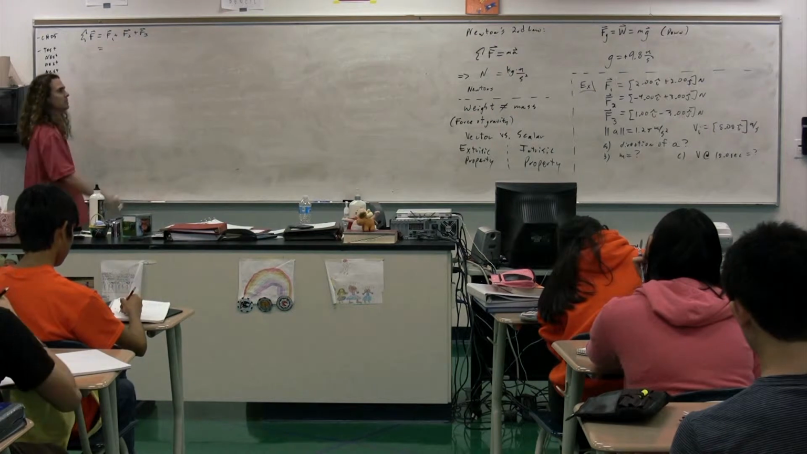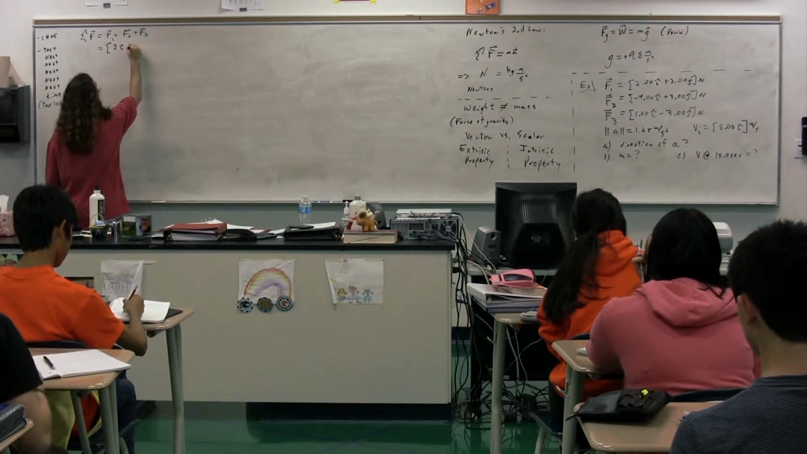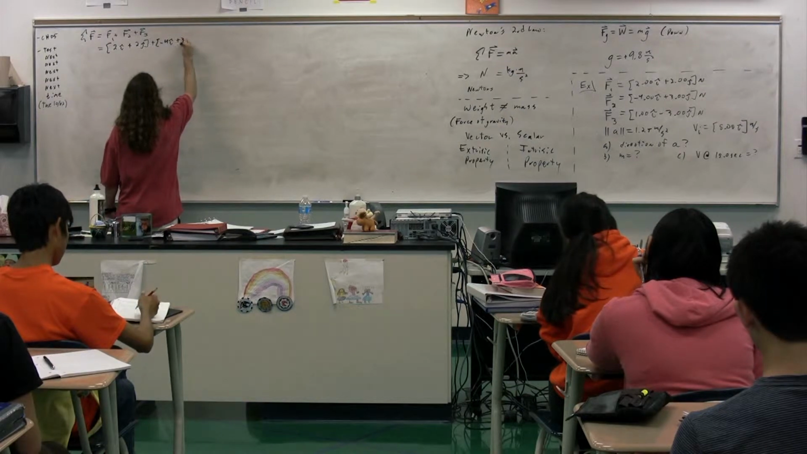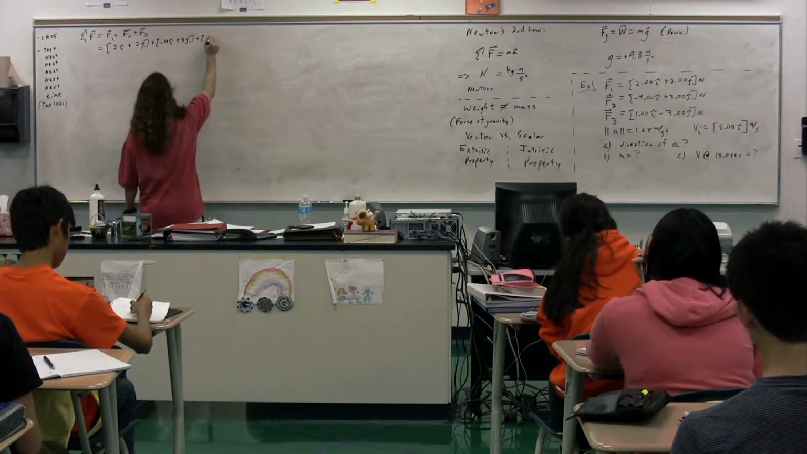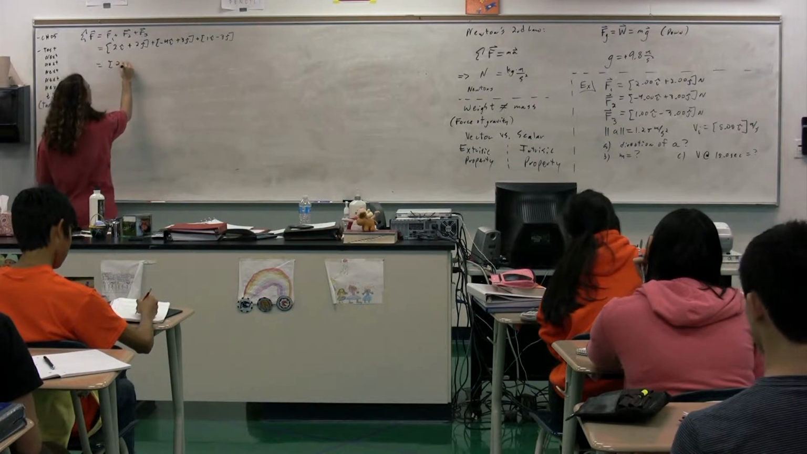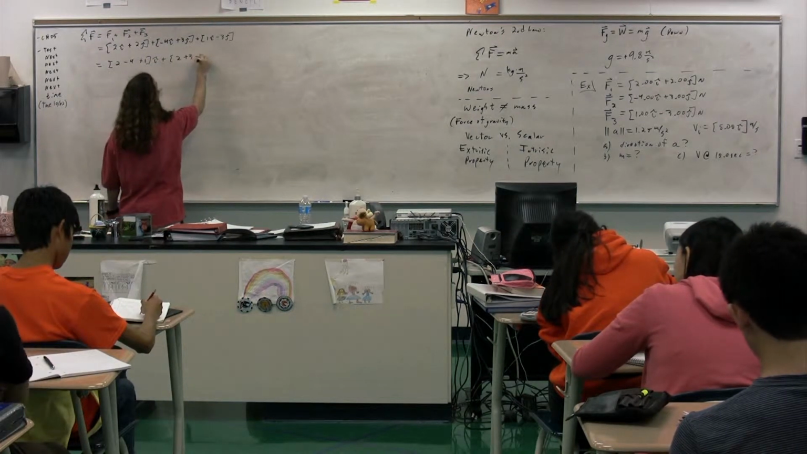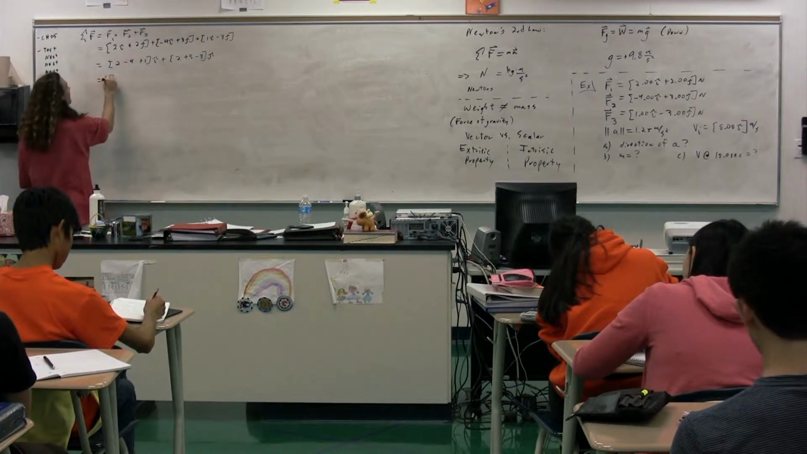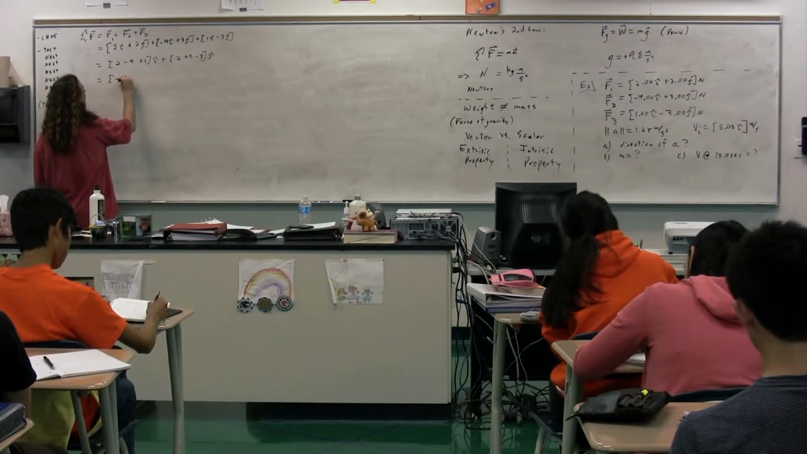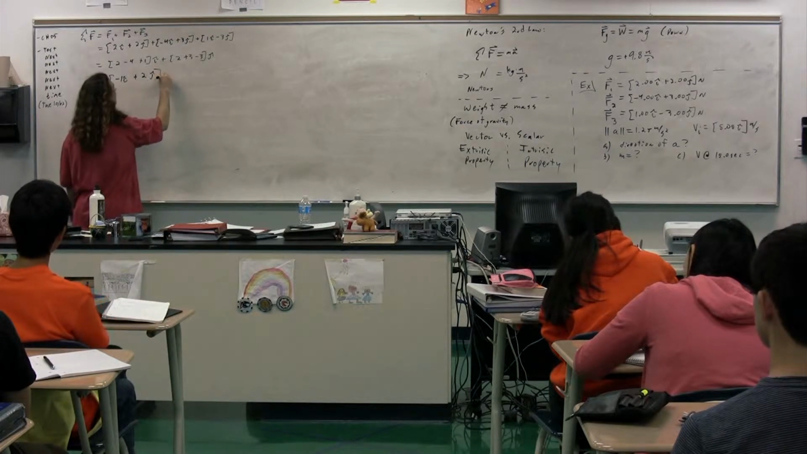Can you please read them to me, Sydney? I can't, they're far away from me. Force 1, 2i plus 2j. Negative 4i plus 3j. 1i minus 3j. Okay, combining all our i's and j's, we have 2 minus 4 plus 1 i, and 2 plus 3 minus 3 j. So this looks like negative 1i plus 2j is our net force, yes?